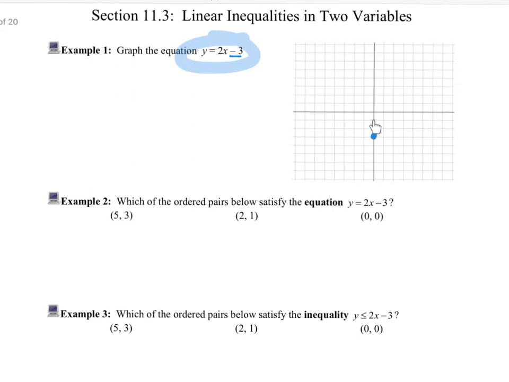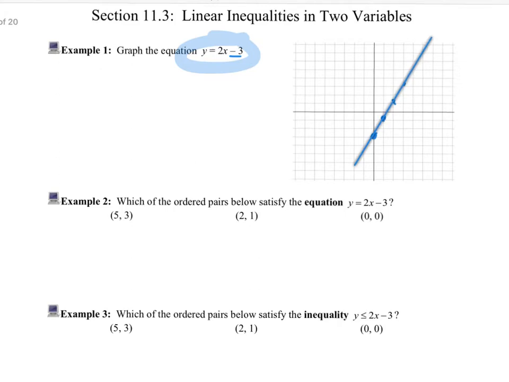I can go up 2 over 1, and I can put a dot right there. And then I can go up 2 over 1 again and put a dot here. And I could do that as many times as I needed to get where my line needs to be. Okay, so once I get enough points on there, I can just connect the line with that. Just like that. So there's my line.